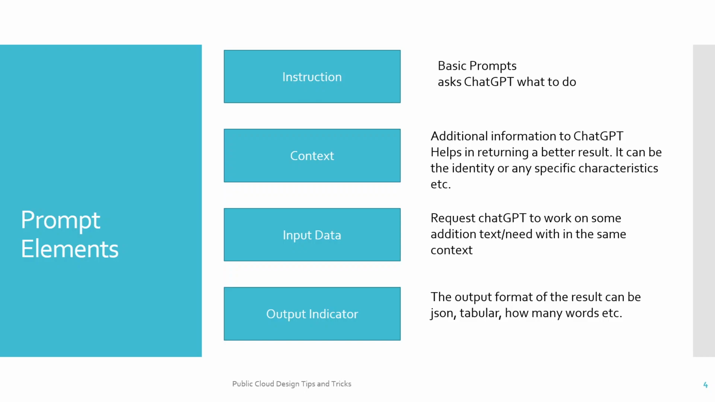Now what is an output indicator? The output indicator is the format in which you expect ChatGPT to provide the result. The output format can be JSON, tabular, a certain number of words, etc. Those are more the completion patterns. So that is how you can define the prompt elements.